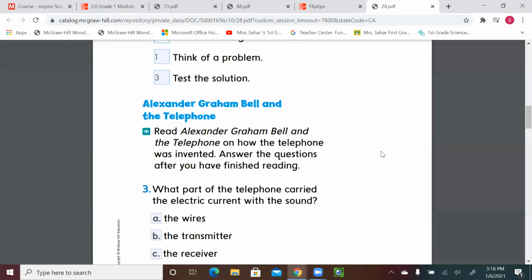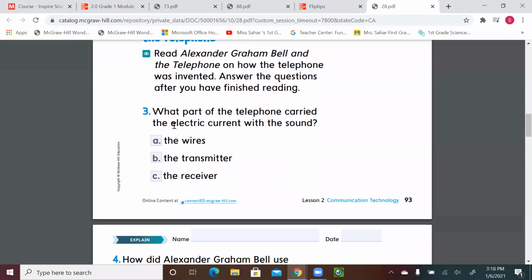Okay, let's now see the second part. Let's read the question before reading the passage. Alexander Graham Bell and the telephone. Read Alexander Graham Bell and the telephone on how the telephone was invented. Answer the question after you have finished reading.